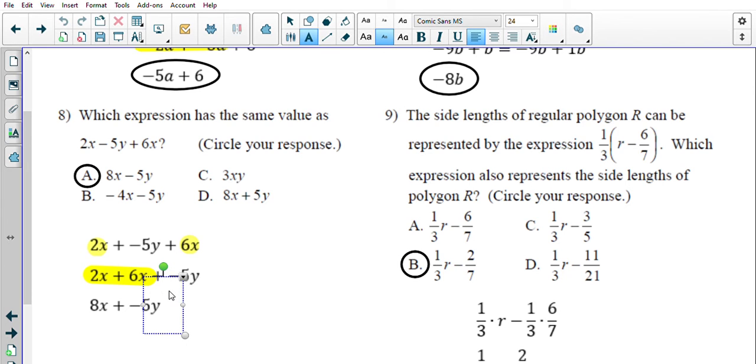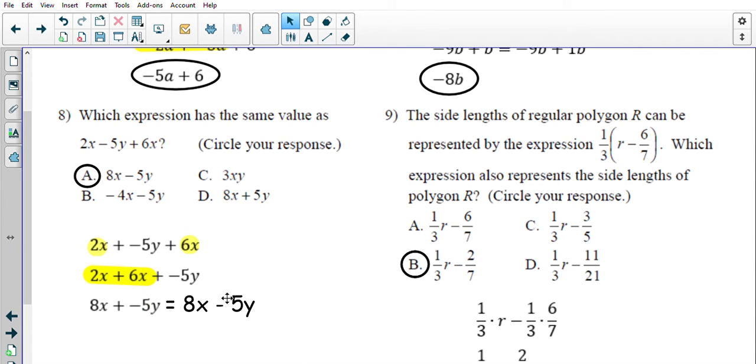Again, you see it written differently, but if I add the opposite for 8x minus 5y, then that's the same as 8x plus negative 5y. So it's really important not to just choose D because you think, oh, it looks really close, it's got to be the same thing, or choose C because you're like, well, my answer's not there, so maybe I should subtract these and get 3xy. You want to find an answer that's absolutely equivalent to this, which is 8x minus 5y, or choice A.